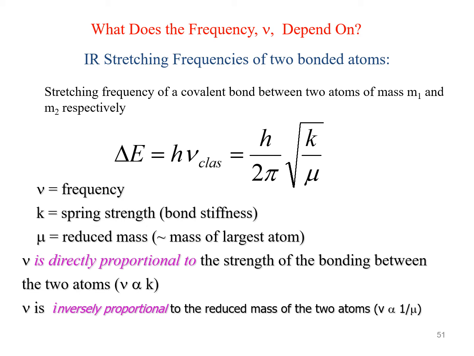So we have two atoms connected by a covalent bond, two atoms with a different mass. The frequency of this molecule containing these two atoms with a different mass is proportional to the strength between the bonds, but inversely proportional to reduced mass between these two atoms, and that is displayed in the formula you see in the slide. Let's support this with an example.